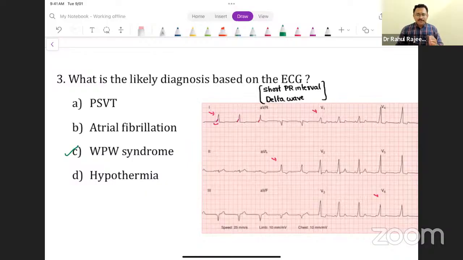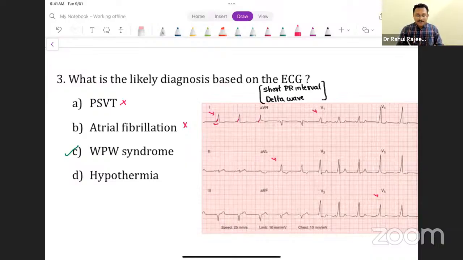Now, definitely this is not paroxysmal supraventricular tachycardia, because for PSVT, you will have to have tachycardia first of all. It should be a narrow complex regular tachycardia with absent P waves. That is not what you're seeing here. And you're not seeing atrial fibrillation as well, because you can see the P waves also. What will happen to the P waves in case of atrial fibrillation? P waves will be absent in atrial fibrillation.